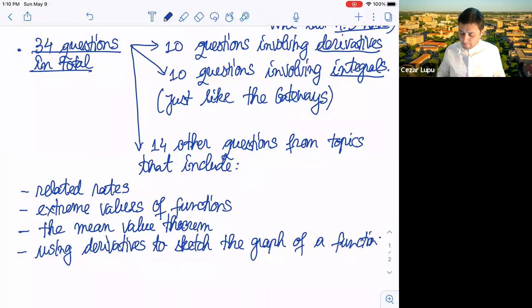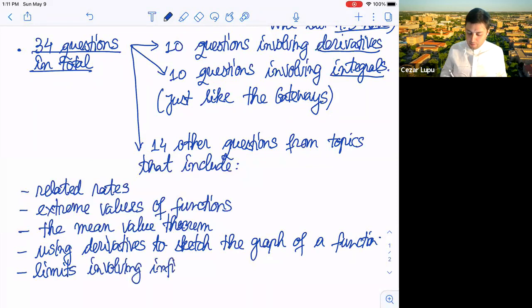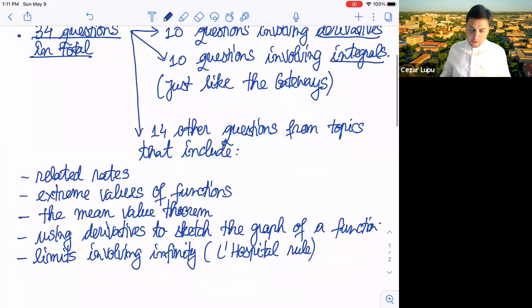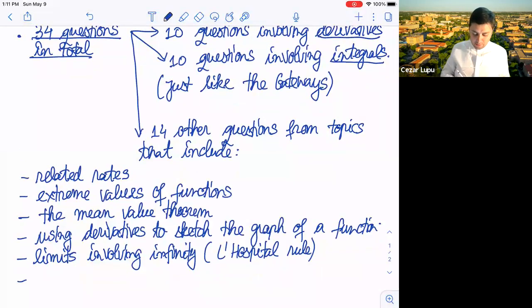What else? Limits involving infinity. And here, an important theorem is L'Hopital's rule, which you can apply, and we'll discuss a couple of examples. And another thing will be optimization problems.